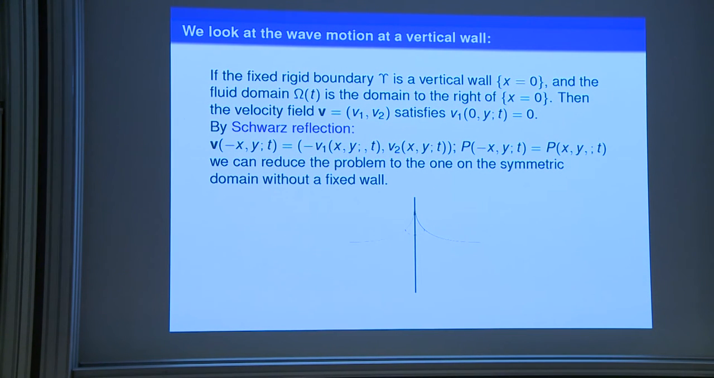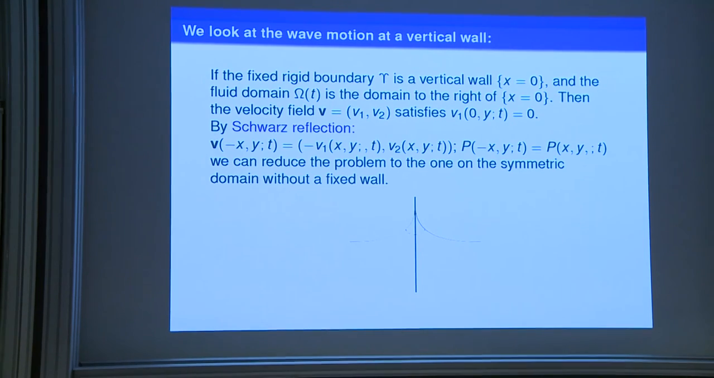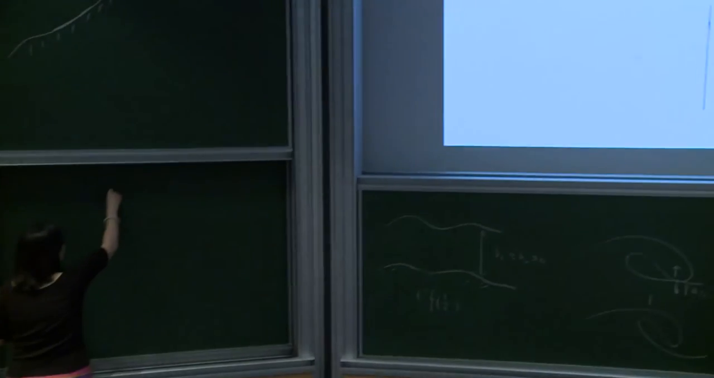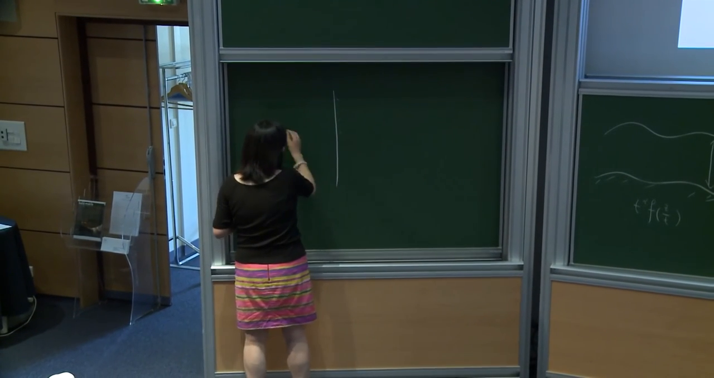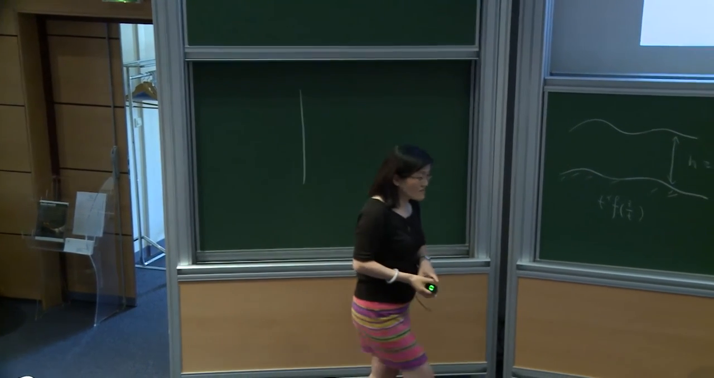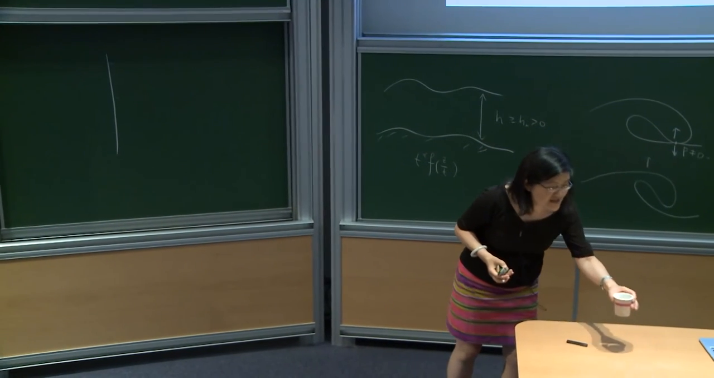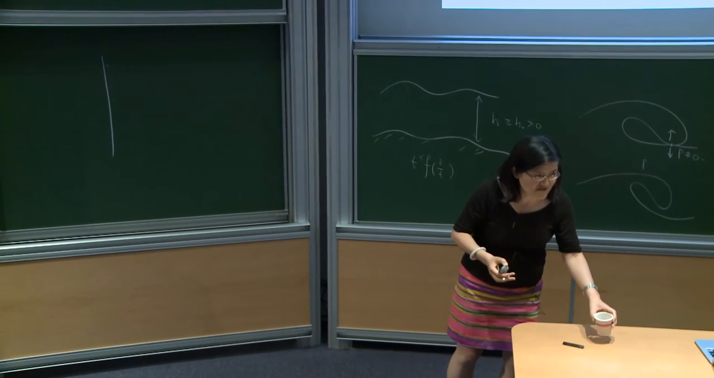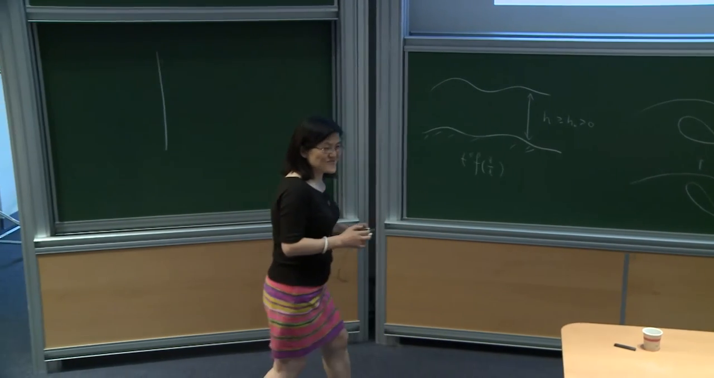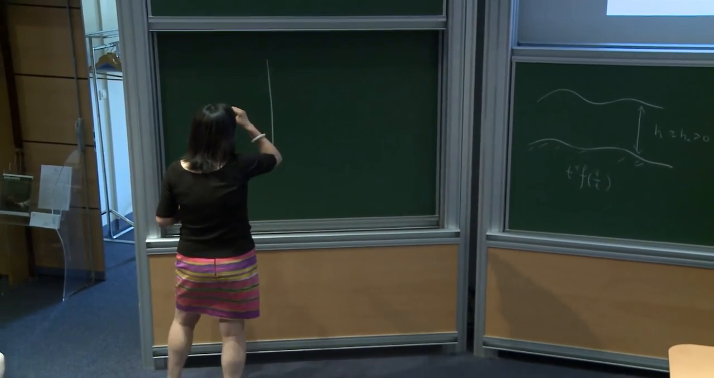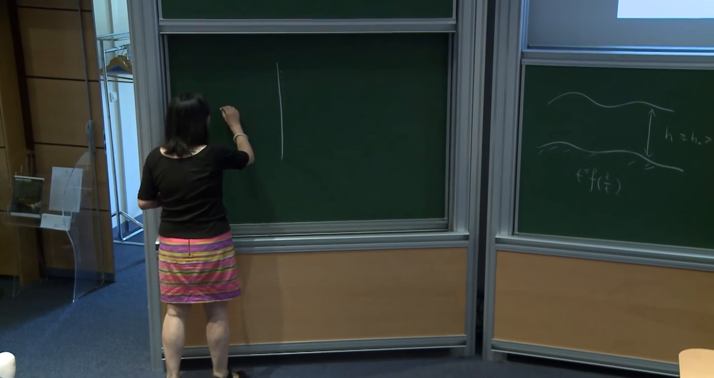Just imagine you have a cup. You have just a vertical boundary, and then you shake the fluid in the cup. You shake your cup, and then you see how the fluid interacts with it. There's no fluid here, very little fluid, don't worry. So how does this interact? Why is this easy?